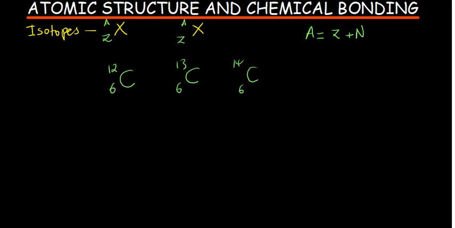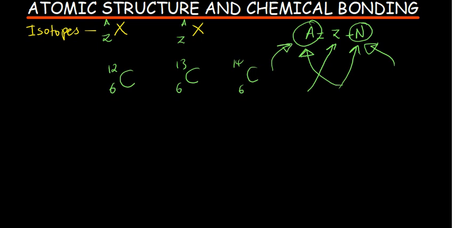Now, why are the mass numbers different? To get the mass number, we add the atomic number and the neutron number. Since the atomic numbers are all the same, all sixes, that means the number of neutrons is going to be different. So you can also say isotopes are atoms of the same element with the same atomic number but different neutron numbers, or different mass numbers. It's the same thing, because if this is different, then this is going to be different. So these are isotopes.